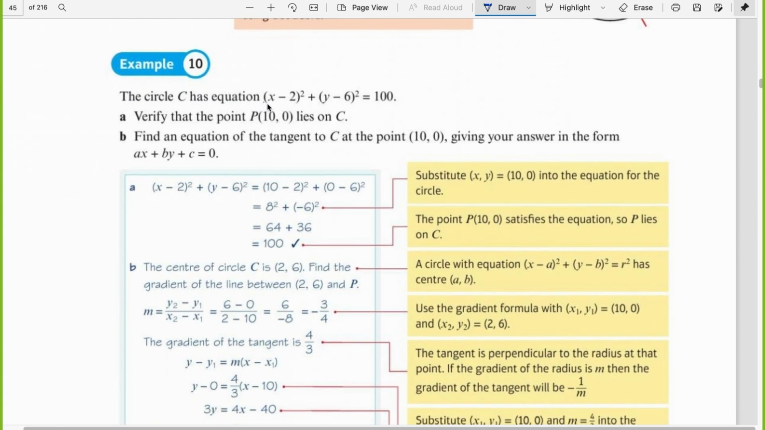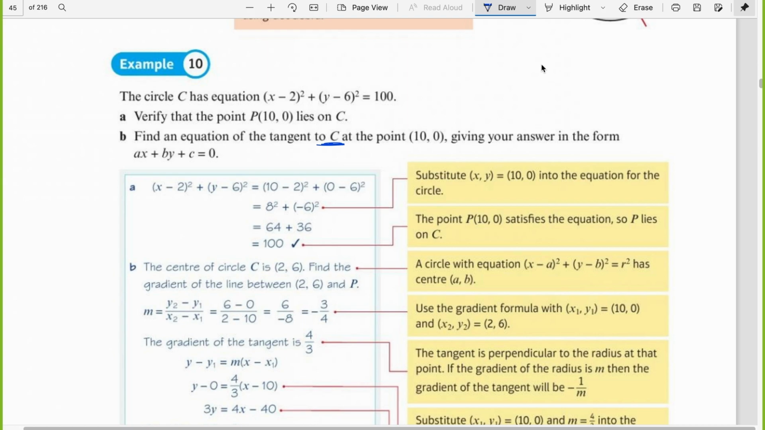The circle has equation this, verify the point this lies on the circle. So you just substitute and we'll get left hand side is equal to right hand side. Find the equation of the tangent to C at point (10, 0), giving your answer in the form this.